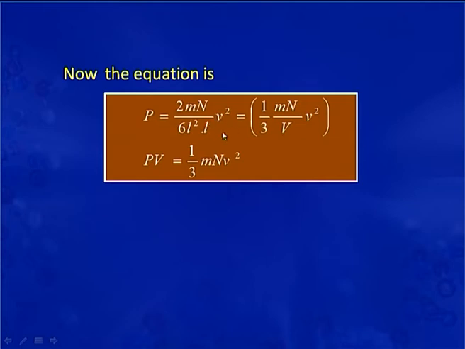So, that is equal to 6L³, which we can write as 6V. So, the equation will be 1/3 × mn/V × v². So, finally, we get the equation: PV = 1/3 mn v².